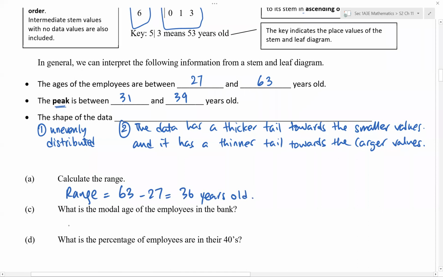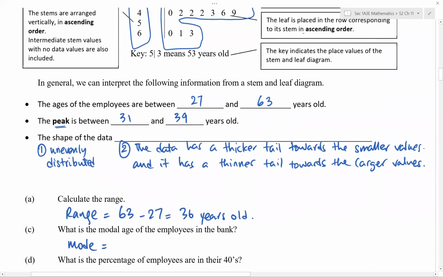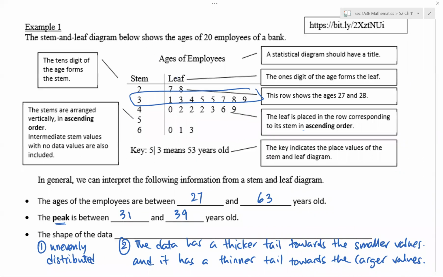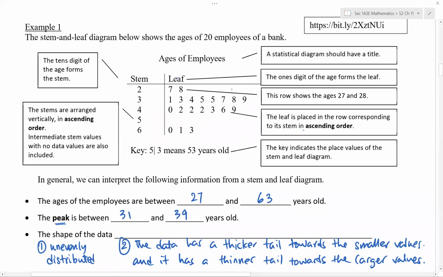Now for the mode, we are looking for the most frequently appearing age. So you should not just be looking at the peak. You have to look at the repeated leaves in line with each of the stems.